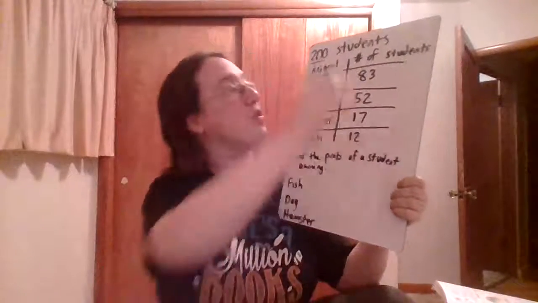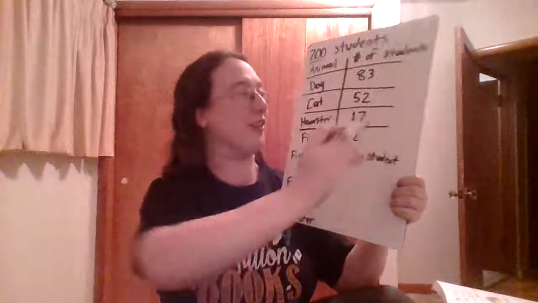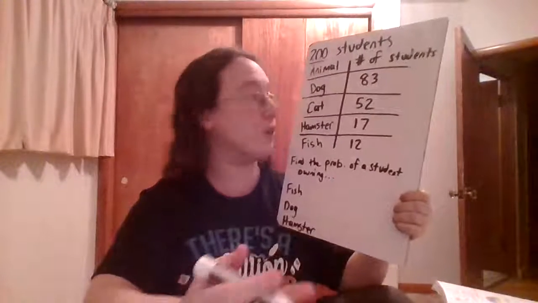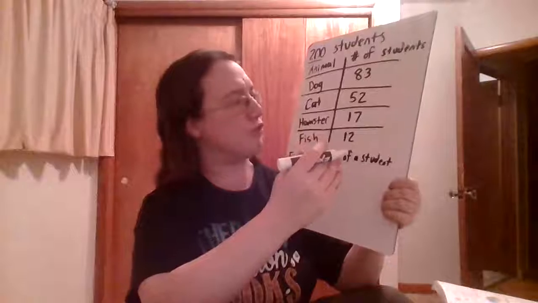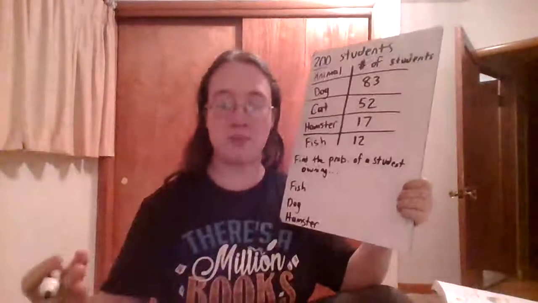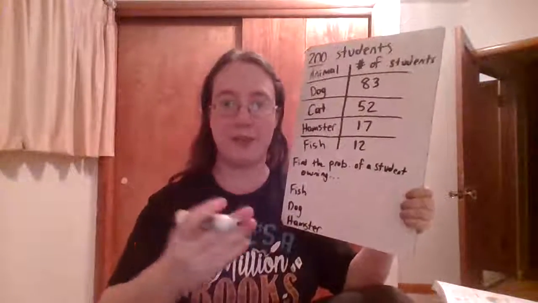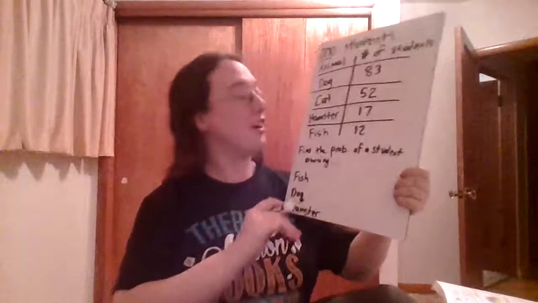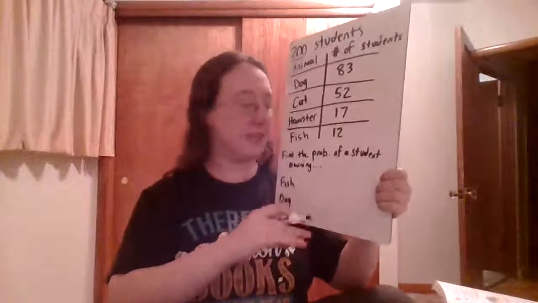So even though we got 200 students, these numbers aren't necessarily going to add up to that, and in this case, they don't. They add up to like 164. Which just means that there are some students who don't have any of those kinds of animals. And that's okay. So if you're looking at the numbers in the book going, that doesn't add up, they're not supposed to.